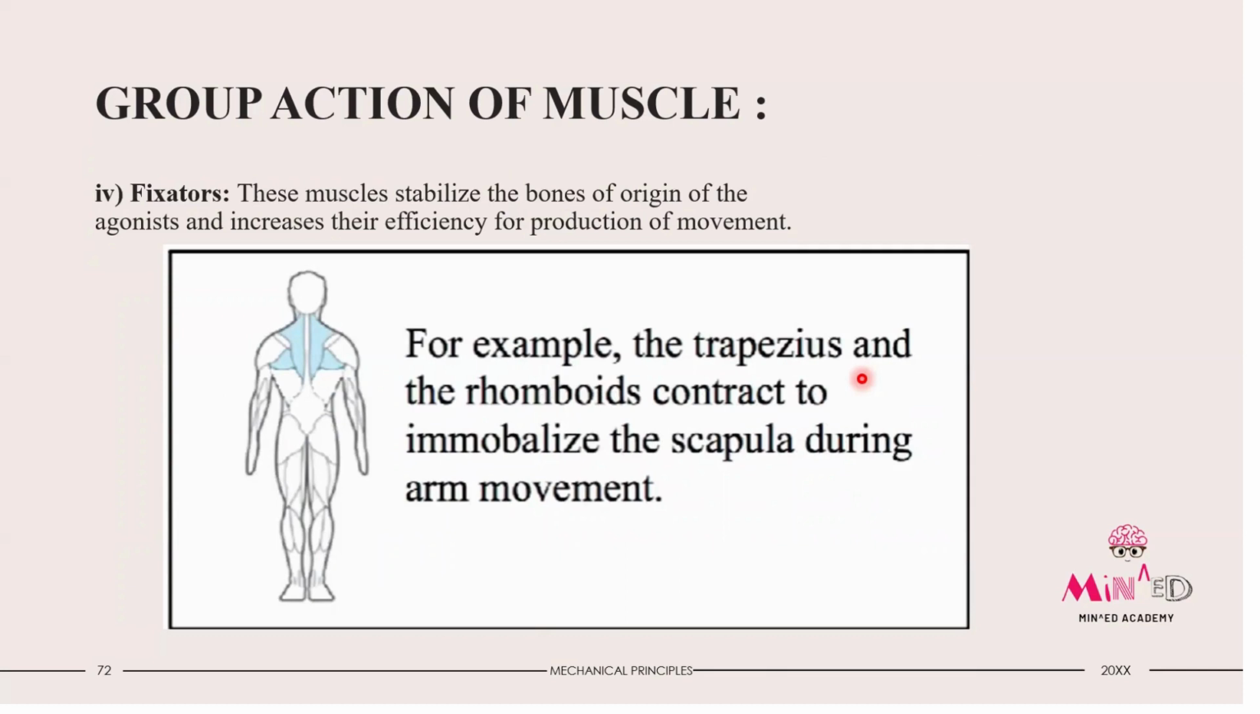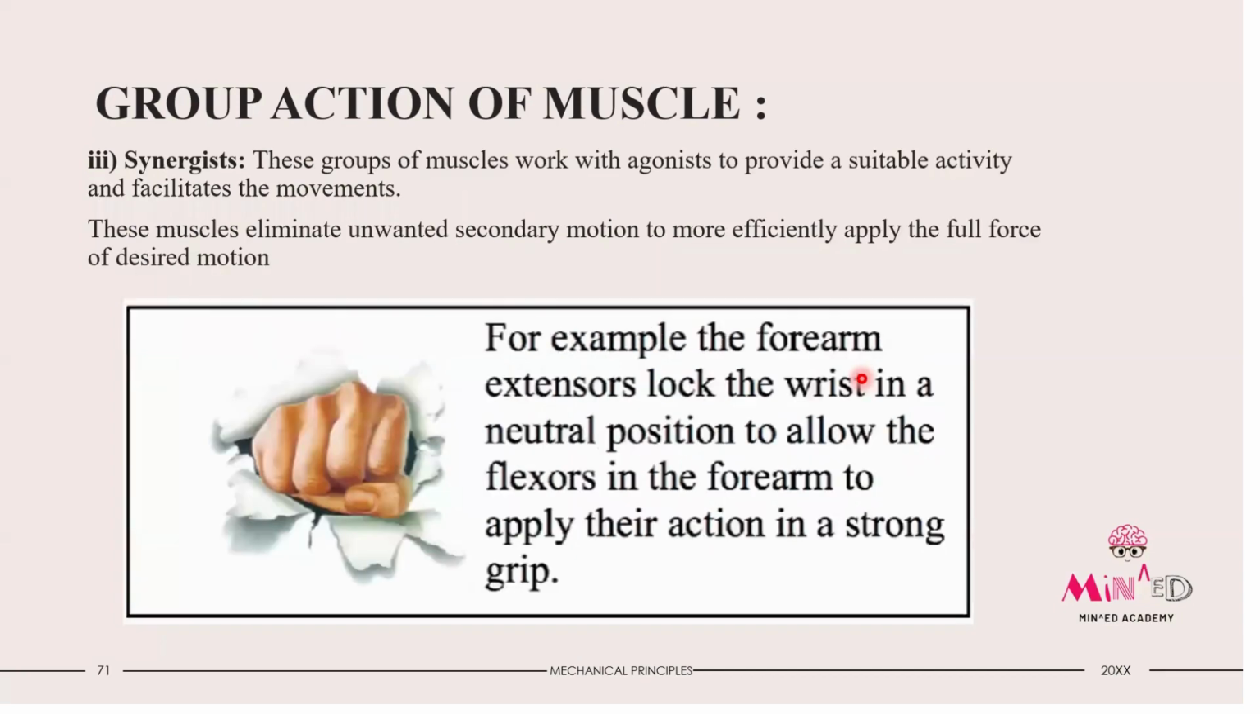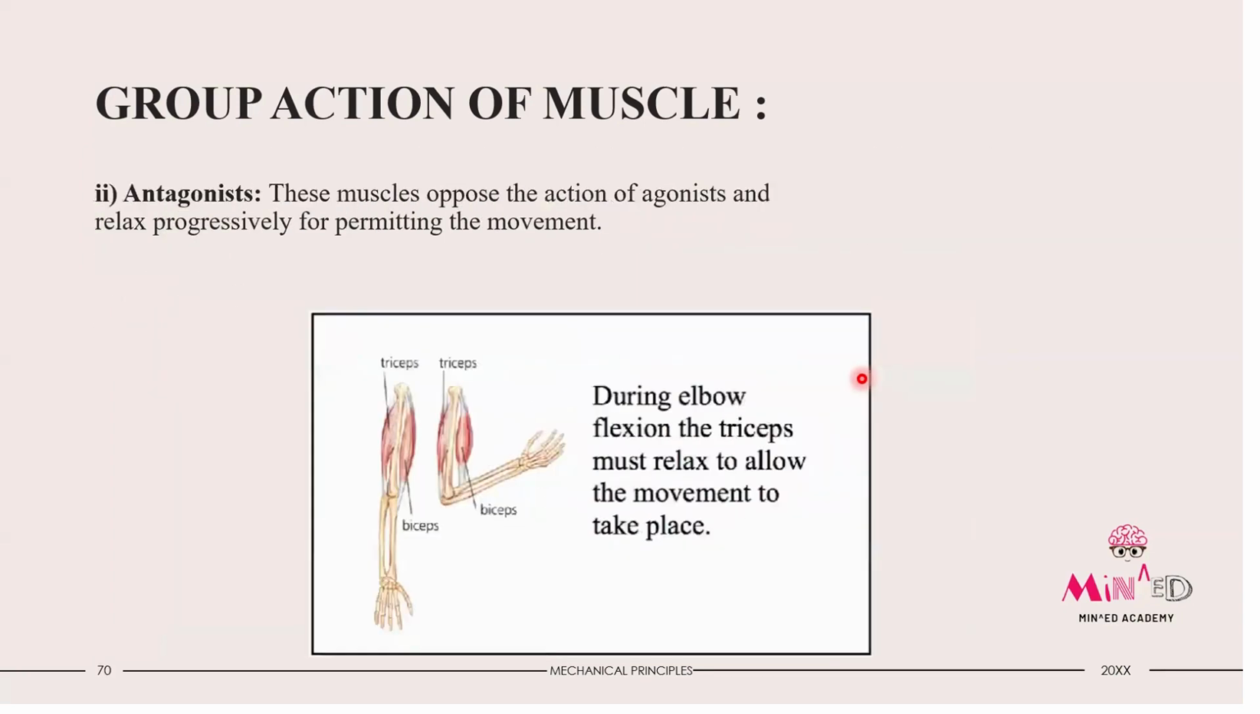These muscles stabilize the bones of origin of the agonist and increase their efficiency to produce the movement. For example, trapezius and rhomboids contract to immobilize the scapula during arm movement. So the four are fixators, synergist, antagonist, and agonist.